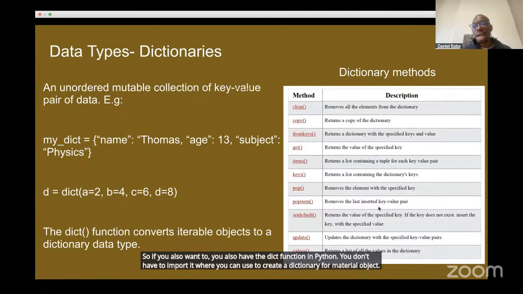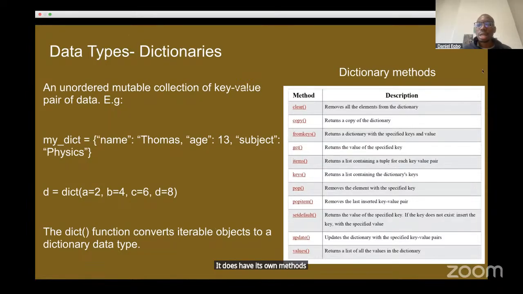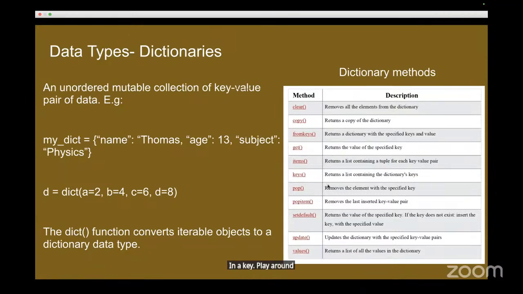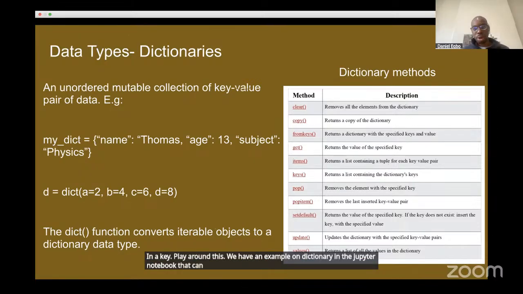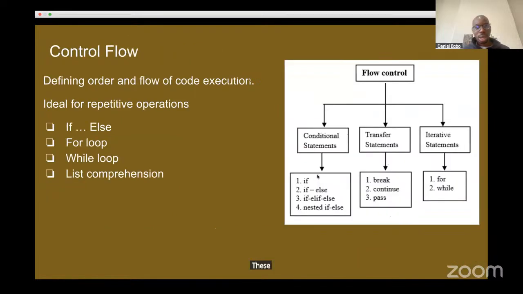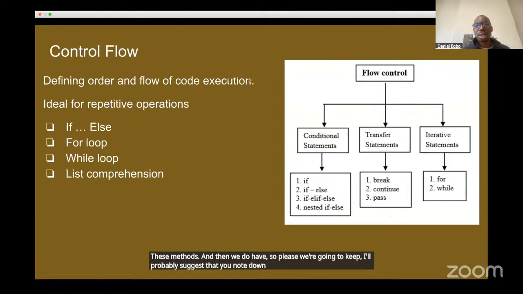It has its own methods like clear, copy, keys, get, items, and pop if you want to remove an element from a key, and many others, or if you want to update any information in a key. So play around with this. We have an example on dictionary in the Jupyter notebook that can help you understand this. Create more cells, and try out these methods. I'll suggest that you note down your questions so that at the end of the section, we can go over them.